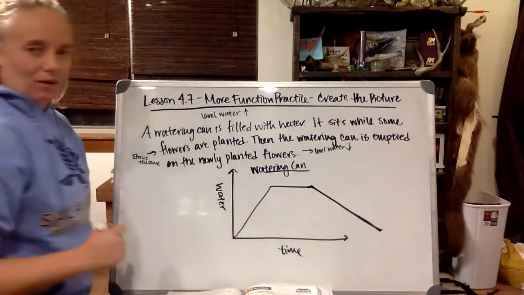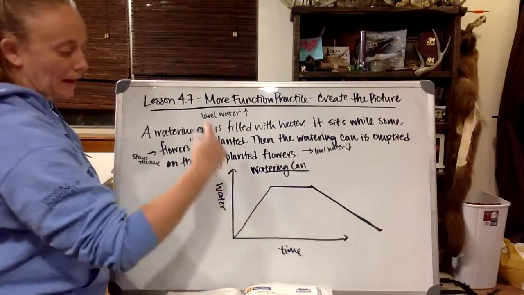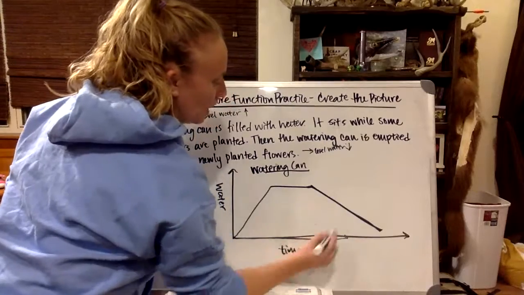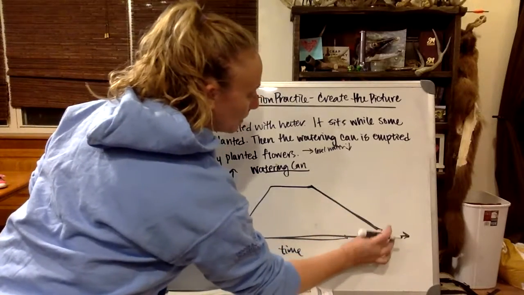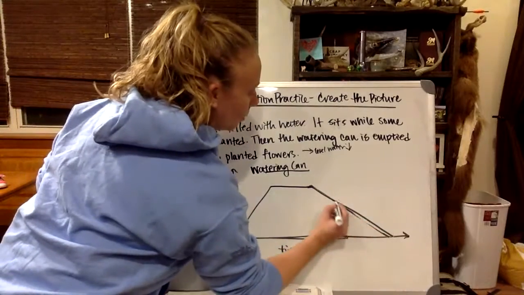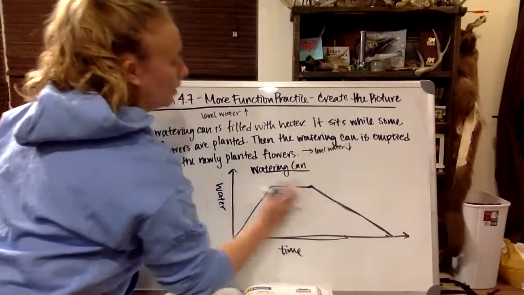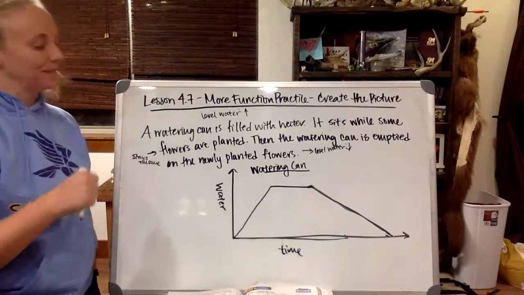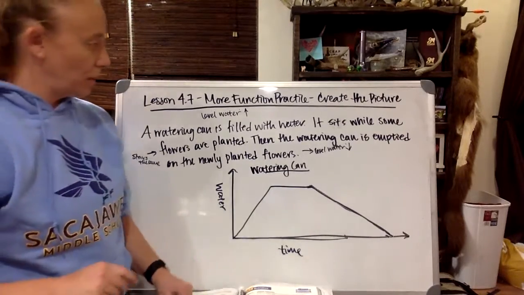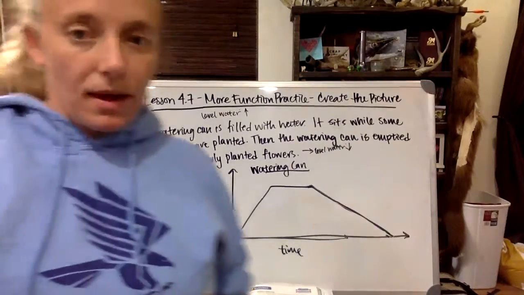And it's okay if my graph is longer than my actual axes. I can continue these axes for as long as I need them to. But eventually this watering can is going to be empty, and so it's going to meet that x-axis. Wow. Awesome. And I'm done.